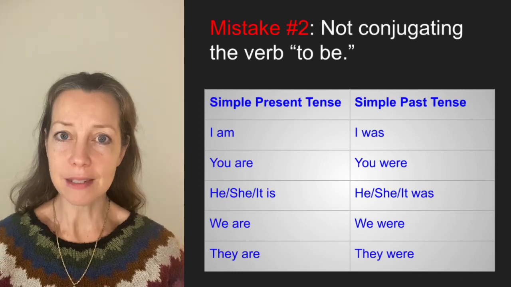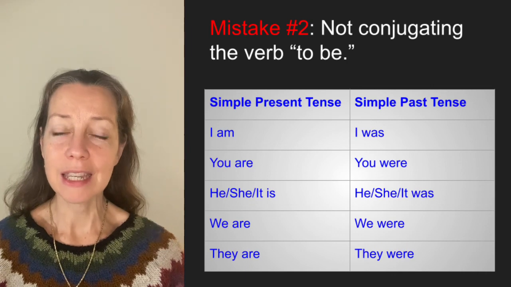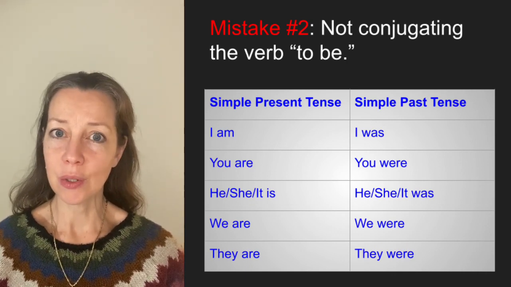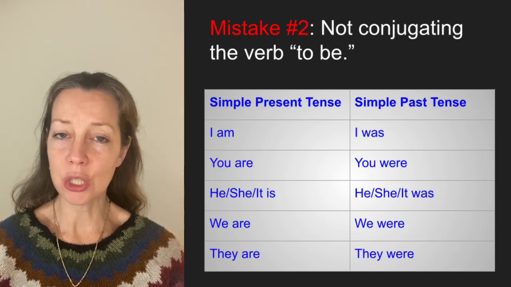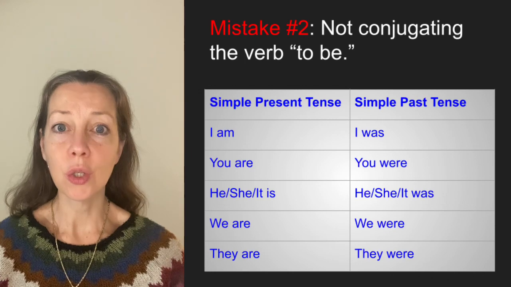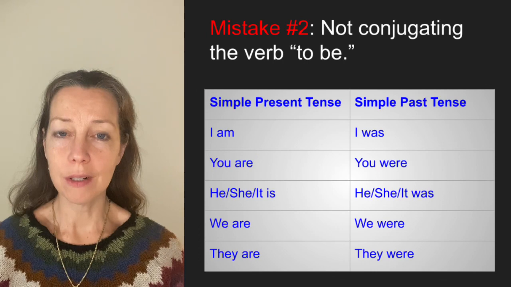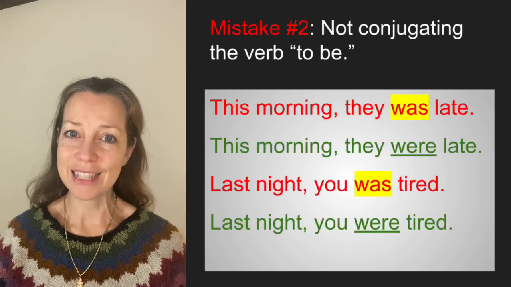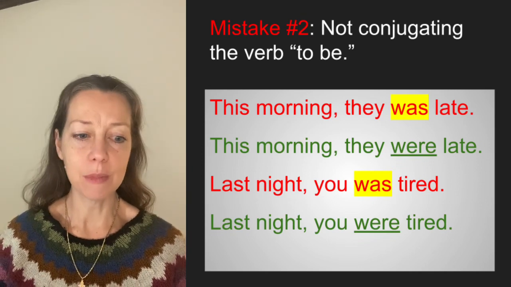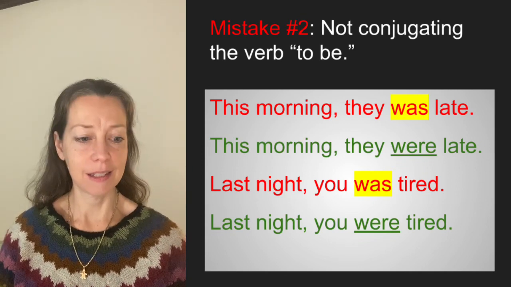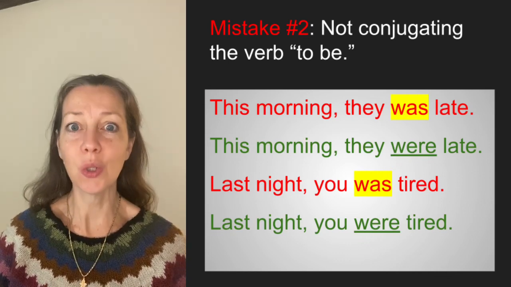In the simple present tense, it is simply I am, you are, he, she, it is, we are, and they are. In the past tense, it changes to I was, you were, he, she, it was, we were, and they were. So let's see how we fix those sentences. This morning they was late becomes this morning they were late. Last night you was tired becomes last night you were tired.